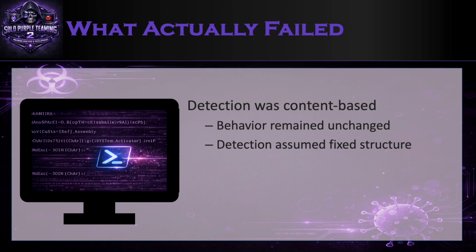The detection also assumed a fixed structure, expected strings to appear in a predictable order and format. Once that assumption was broken, the detection collapsed. This is the core limitation of AMSI-based string-dependent logic. It can only detect what it can see, and it cannot reason about the behavior that emerges dynamically at runtime.